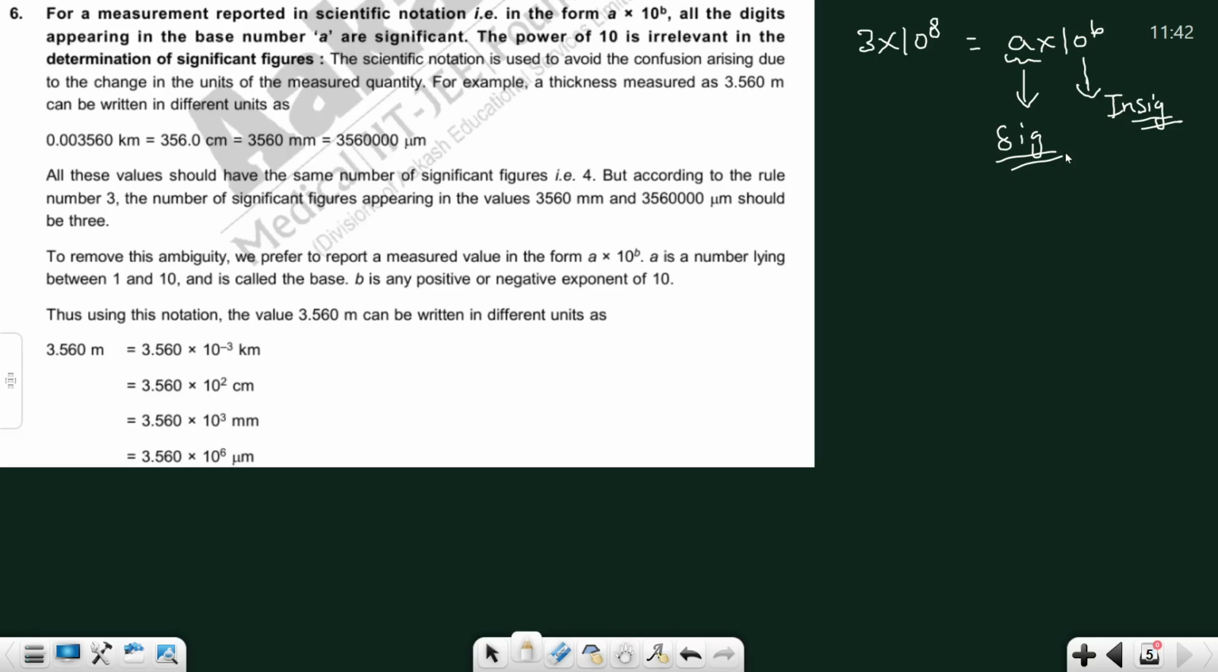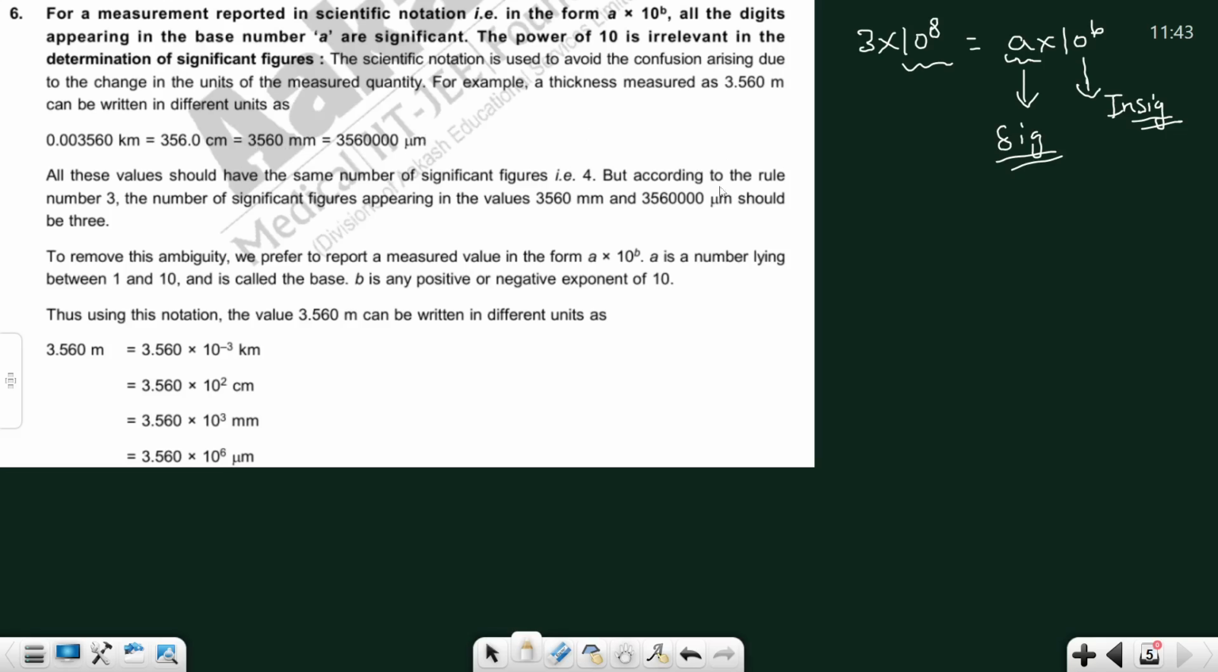Scientific notation is used to write higher values or lower values. Just to ensure we write only significant figures, whatever the powers, whether plus or minus, 10 to the power plus 10, 10 to the power minus 10, we will write in the power of 10. Okay, this is an example.